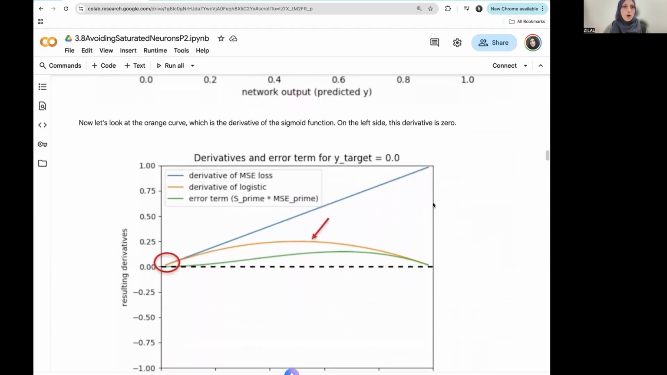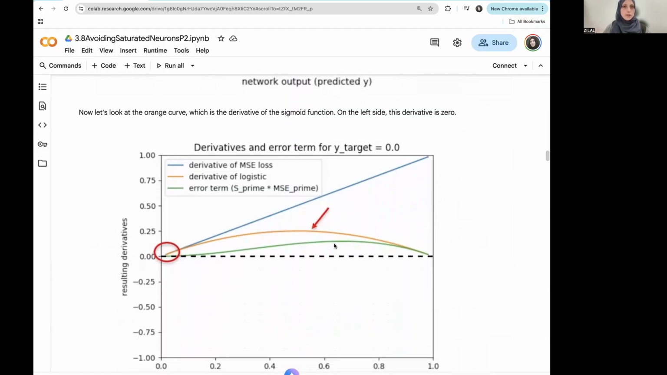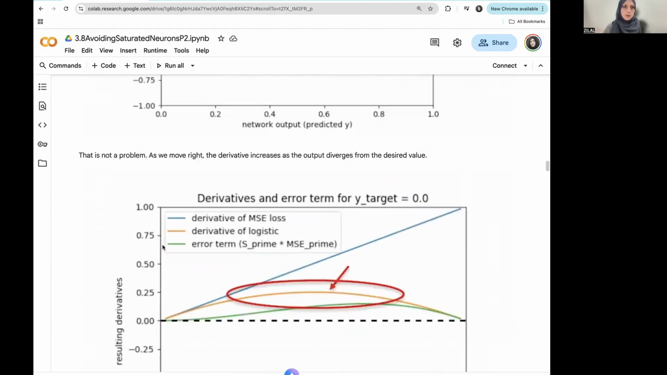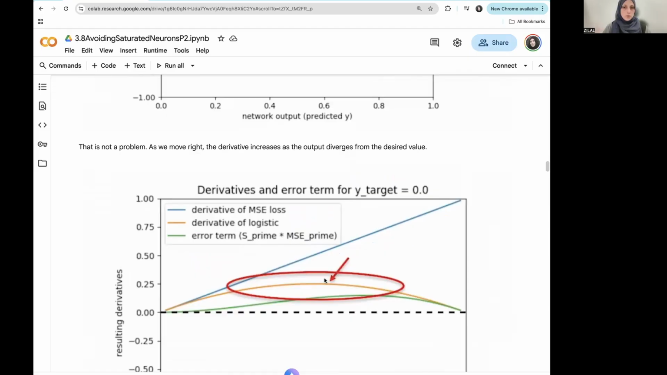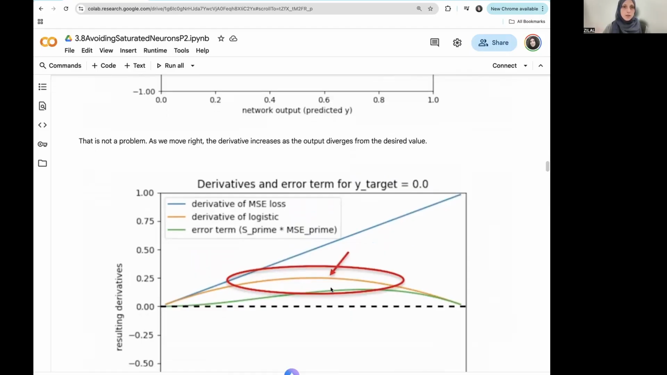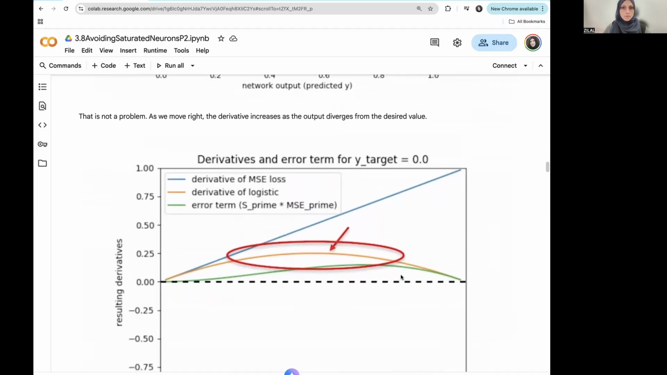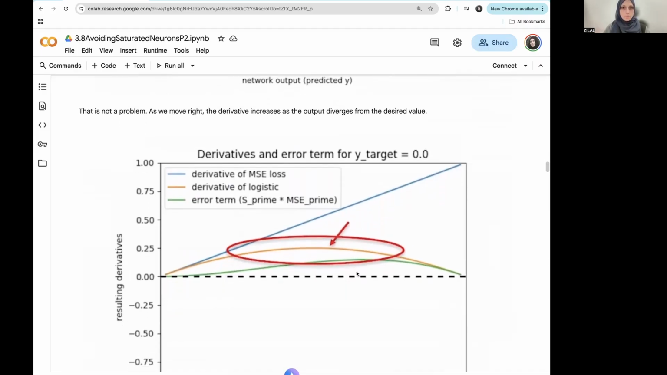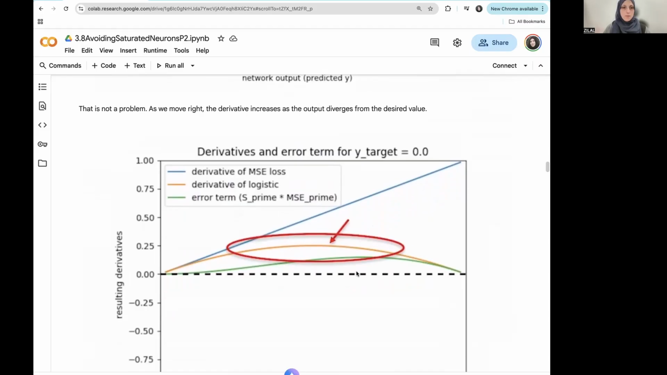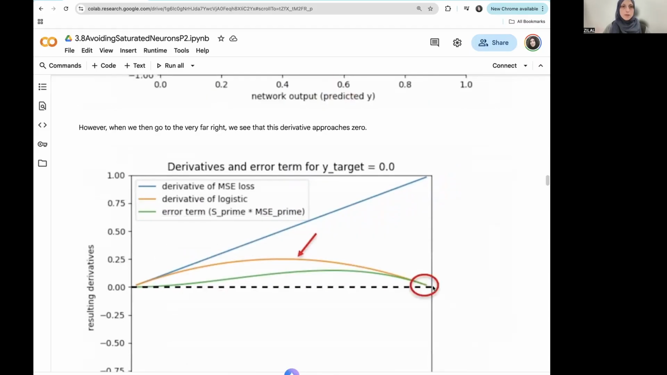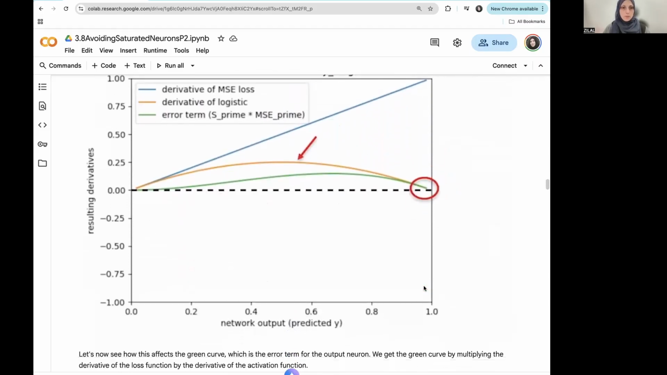Now let's look at the orange curve, which is the derivative of the sigmoid function. On the left side, this derivative is 0. That is not a problem. As we move to the right, the derivative increases as the output diverges from the desired value. However, when we go to the very far right here, we see that this derivative approaches 0.